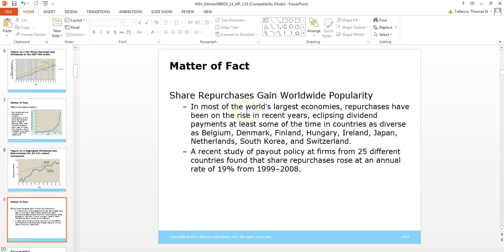So just to read this to you, basically, share purchases gain worldwide popularity. In most of the world's large economies, repurchases have been on the rise in recent years, eclipsing dividend payments at least some of the time in countries, and they list a bunch of countries. A recent study of payout policy at firms from 25 different countries found that share repurchases rose at an annual rate of 19% from 1999 to 2008, the year of the Great Recession. So that's become a real popular thing, to repurchase shares.